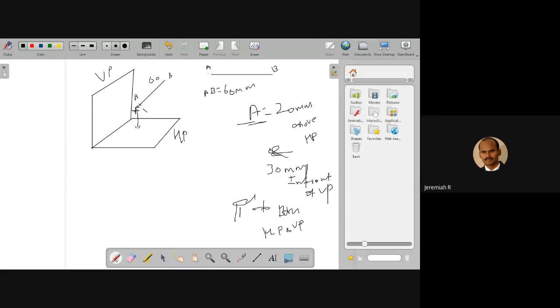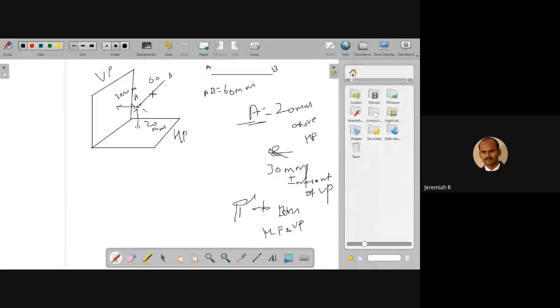The point A is 20 mm above HP. The same point A is 30 mm in front of VP. And one more condition is given: the line AB is parallel to both HP and VP.